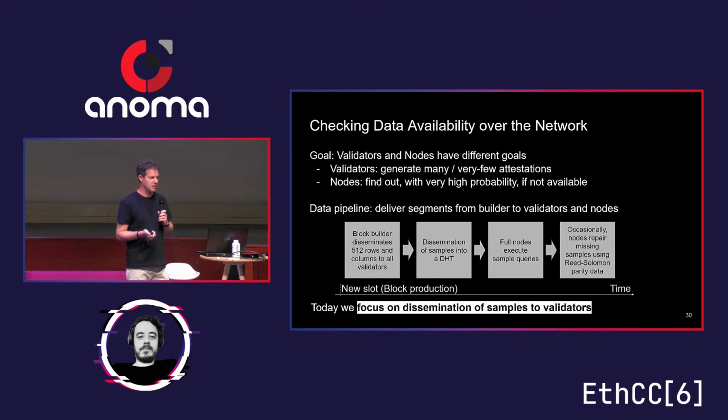Then there are the full nodes. For them to sample, we need something to sample from, and it cannot be the block builder. So the data is uploaded into a DHT, a distributed hash table, and then the full nodes are sampling from that. And then on top of all this, we need repair. So it's quite complex. Today I will focus on the first part, which is the dissemination of samples to validators, which is complex enough.